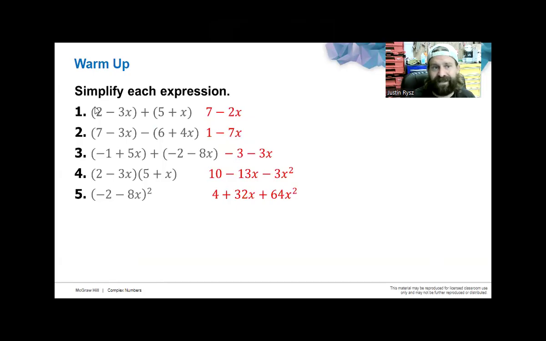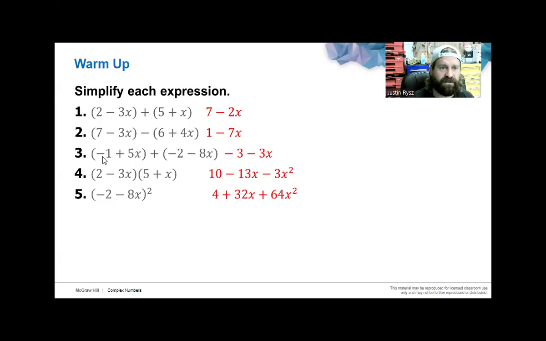Okay, first one, we got to combine like terms. So we got 2 plus 5 gives us 7. And then negative 3x plus x is negative 2x. When we're dealing with subtraction, just be careful. Order of operations here. We got 7 minus 6 gives us 1. And then negative 3x minus 4x, which would be negative 7x.